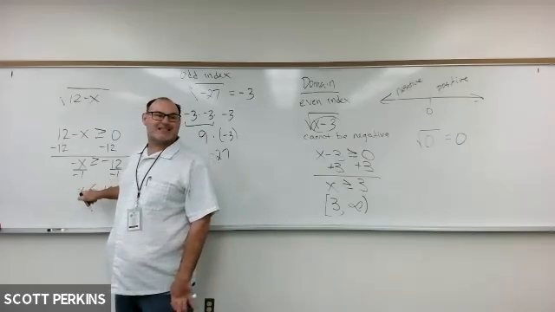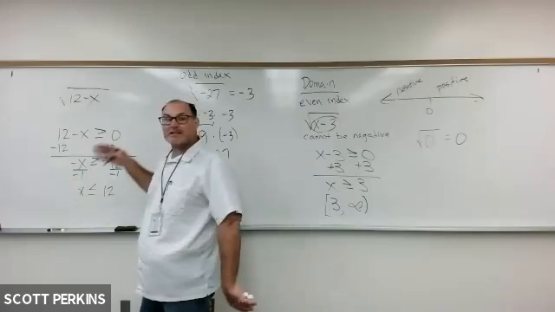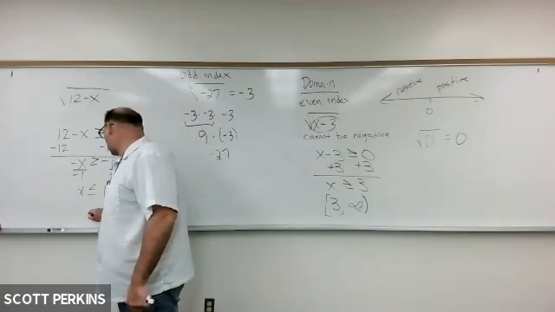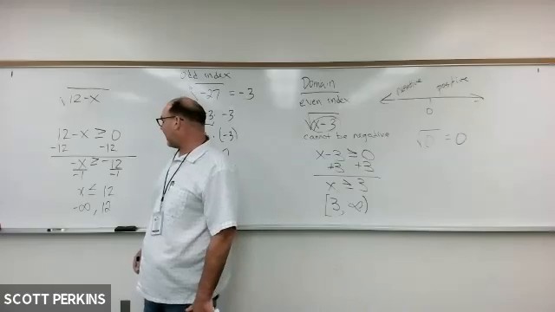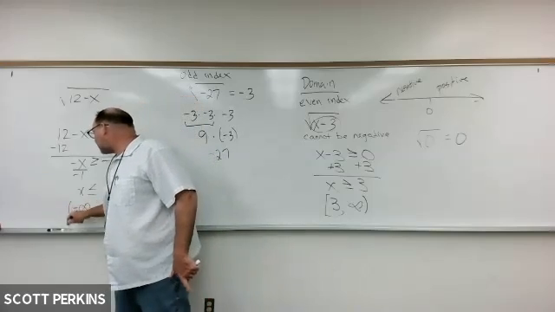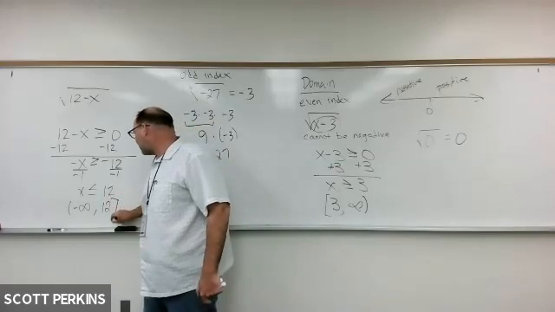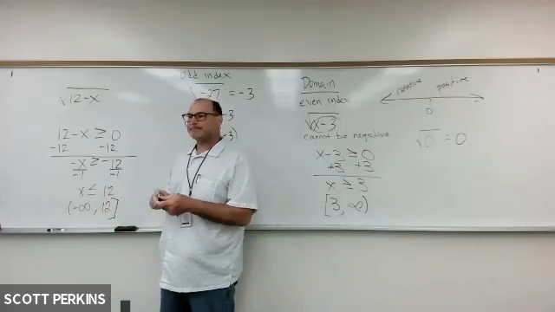So if everything is less than 12, is 12 the lowest value or the highest value? This time 12 is the highest value. And that means negative infinity is the lower bound. And so we always use a parenthesis at infinity, and then we use a bracket at this side.